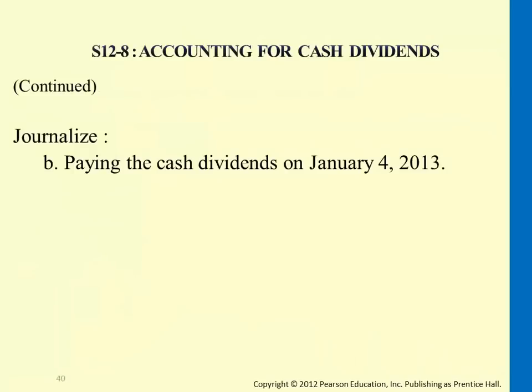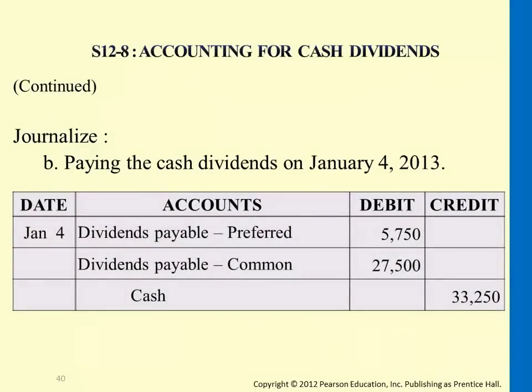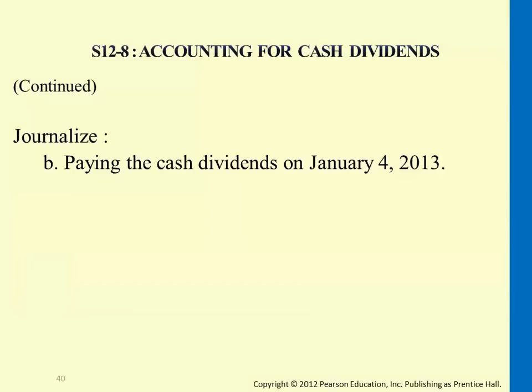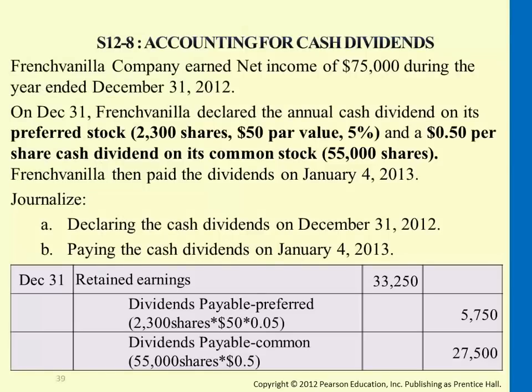Okay, so the payment entry is simply just flipping that dividends payable entry, and since we're paying it out by cash 2 to 3 weeks later, reducing cash by the total amount, $33,250. Okay, and the dollar amount, you could get it by here.